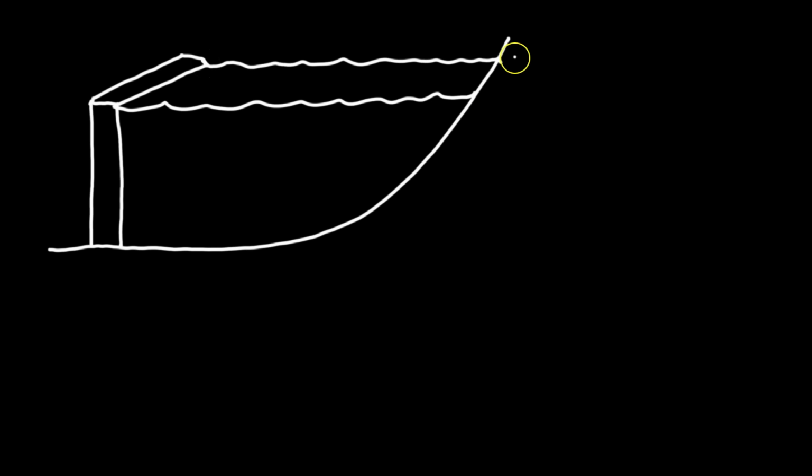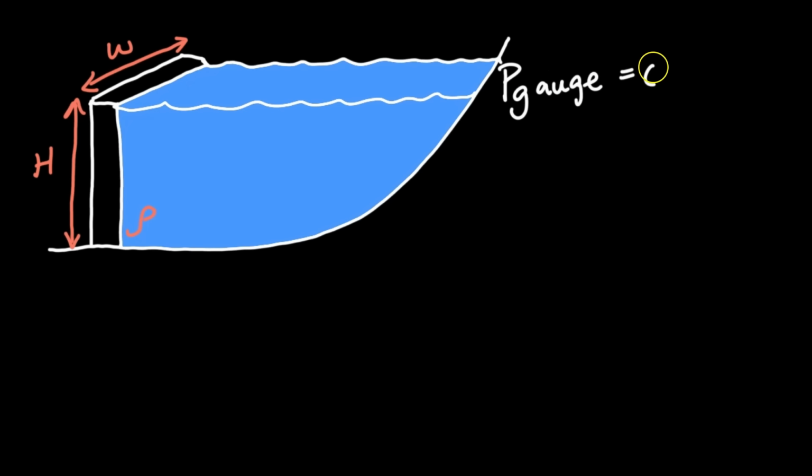A vertical rectangular wall of height h and width w is submerged in a fluid of density rho, with the top at the surface of the water. Find an expression for the total force on the wall. To calculate the total force, we're going to need to know the average pressure as well as the area of the wall. To find the average pressure, we're going to need to know the pressure at the top of the fluid and the pressure at the bottom of the fluid. We're going to be using the gauge pressure.